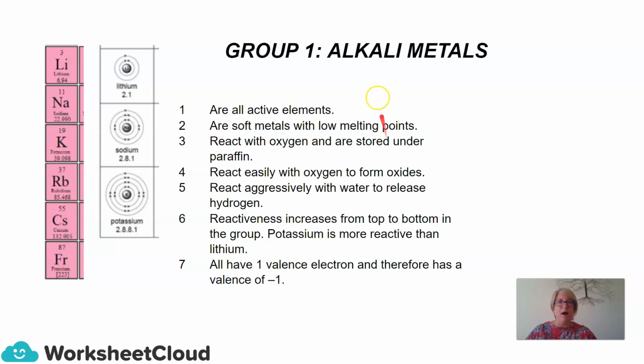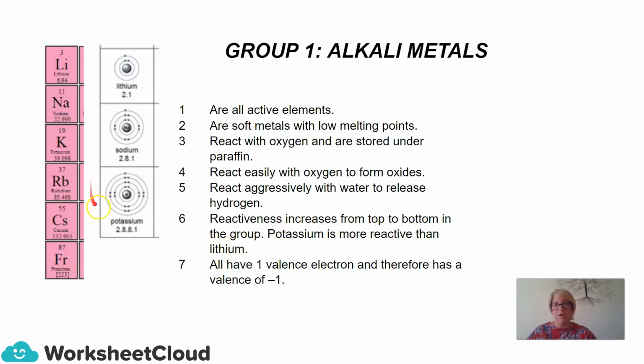So if we summarize the group 1 alkali metals, the ones you need to focus on are lithium, sodium, and potassium. They are all active elements. They are soft metals with low melting points. They react with oxygen, and that's why they are stored under paraffin. They react easily with oxygen to form oxides. They react aggressively with water to release hydrogen. And the reactiveness increases from top to bottom in the group. So potassium is more reactive than lithium.